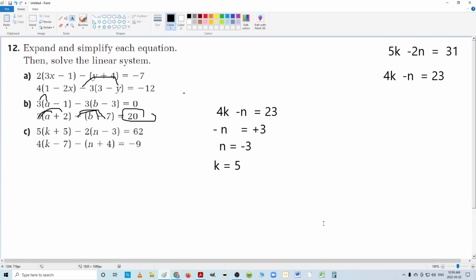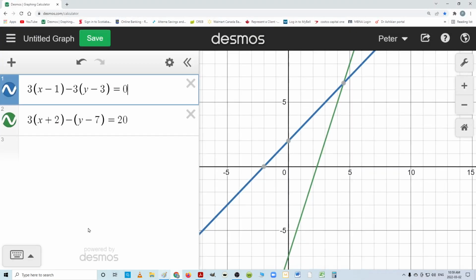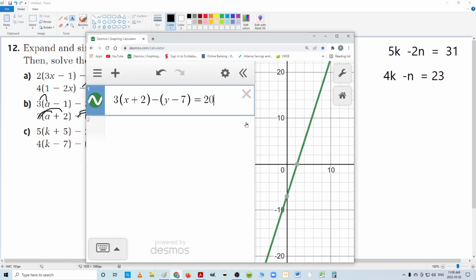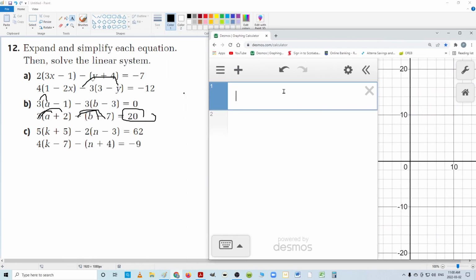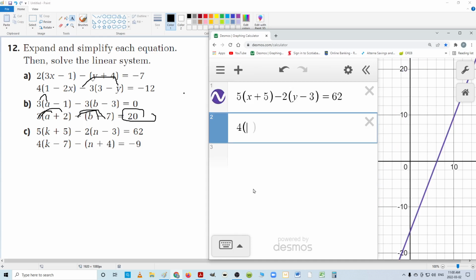So these lines should cross. If I make k x and n y, they should cross at 5, -3. The easier thing to see if I got both the expansion and the cross correct is to put in exactly what I started with on the left. And for k, I'm going to put x, and for n, I'm going to put y. And then I'm going to do the next line. For k, I'm going to put in x, and for n, I'm going to put in y.